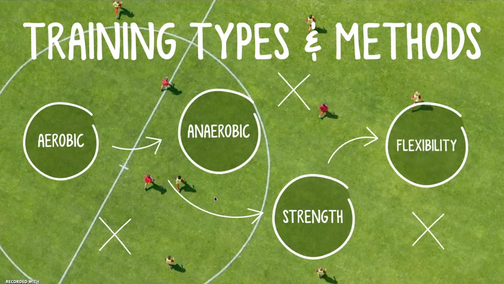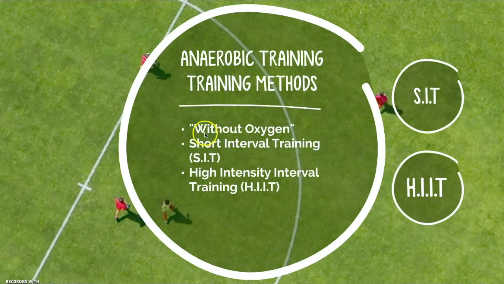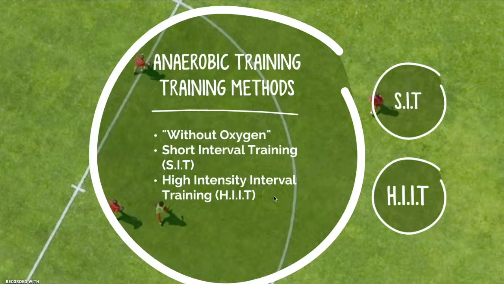Next, let's look at anaerobic. Anaerobic means without oxygen. So these activities, these training methods, work the body's ATP-PC system and lactic acid system. Both of these don't use oxygen. Examples are SIT and HIIT.